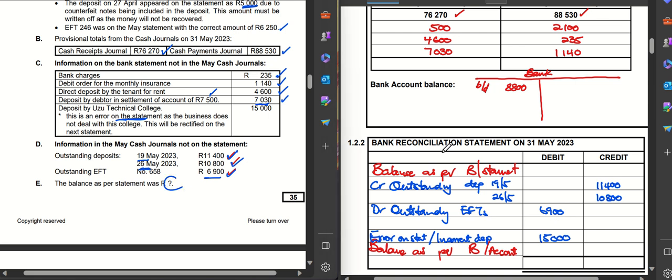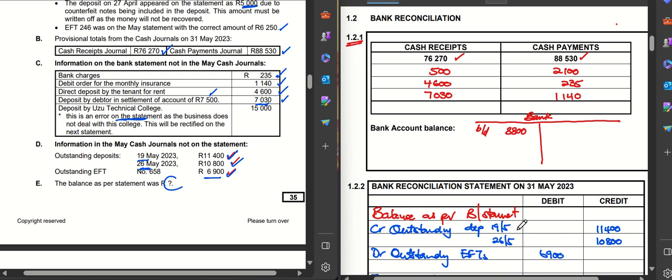We must calculate that balance then. So we start adding up using calculators. So I'm going to come here and say, now, how much is the total of my cash receipts? I have to add the 76,270, plus 500, plus 4,600, plus 7,030. That gives me 88,400. So I'll come here, total receipts, 88,400. Then I'll come here, it's 88,530 plus 2,100 plus 235 plus 1,140. That gives me 92,005.